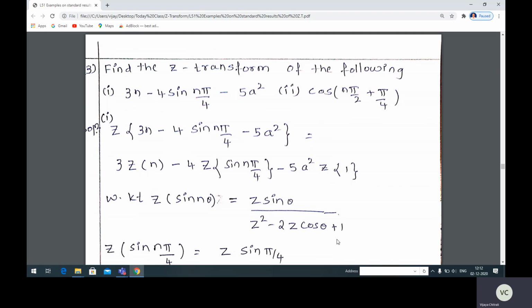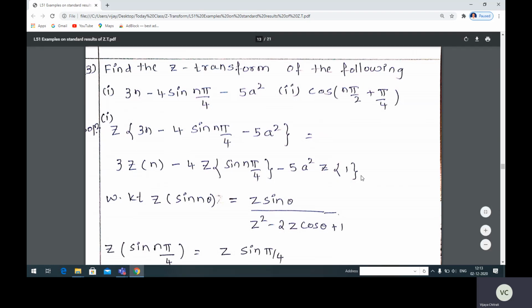So find the z transform of 3n minus 4 sine n pi by 4 minus 5a square cos n pi by 2 plus pi by 4. So first one, z transform of 3n minus 4 sine n pi by 4 minus 5a square. So take here separately each term z transform. So 3 take it outside, z transform of n, minus 4 z transform of sine n pi by 4, minus 5a square z transform of 1. Right. So z transform of n and z transform of 1, no problem. You need to find first this.